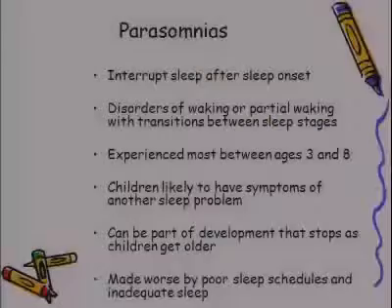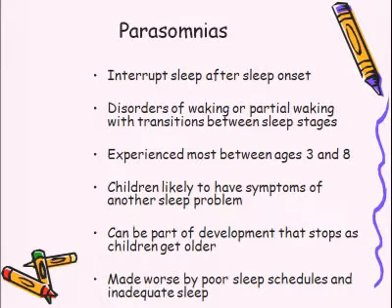Parasomnias happen after sleep onset, and these are disorders of waking or partial waking with transitions between sleep stages, and they're most common in preschoolers and early school-age children. A lot of children grow out of them, but we're more likely to see these in children who have disrupted sleep from behavioral sleep problems and are sleep deprived. So the example I gave earlier, the 6-week-old, is an example of that.